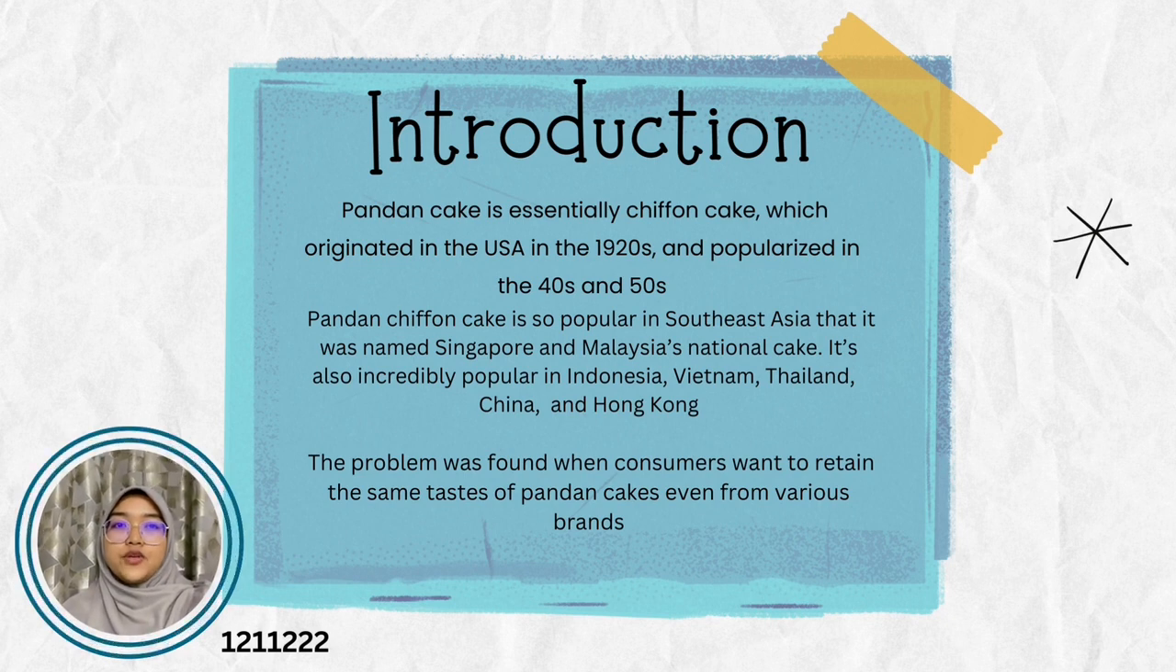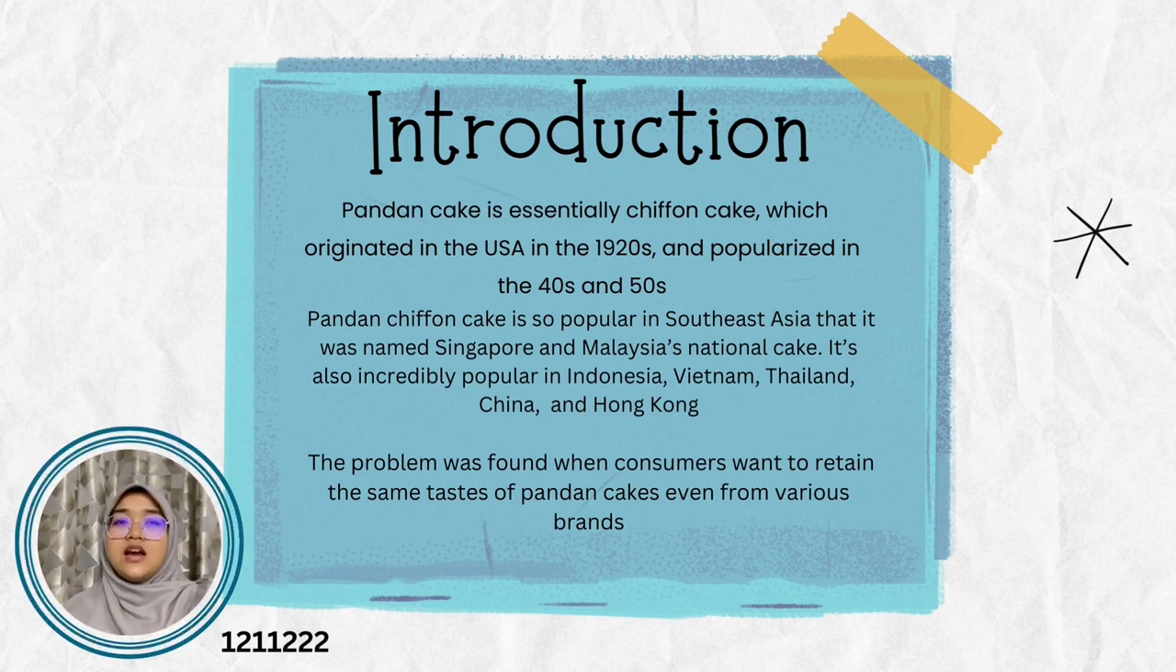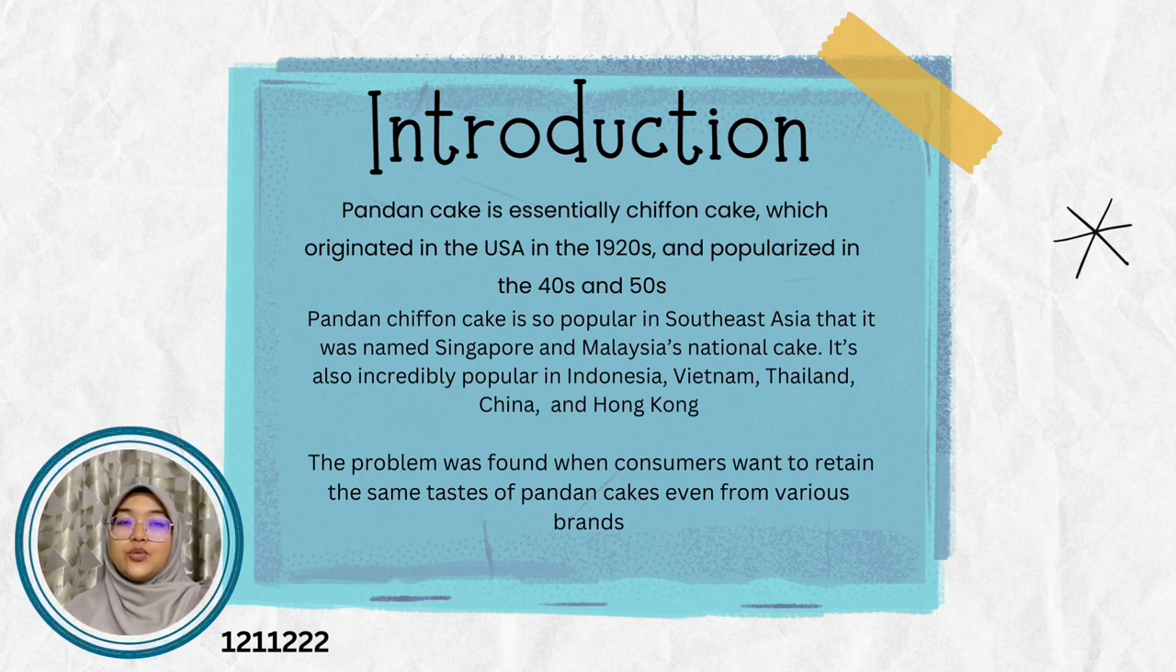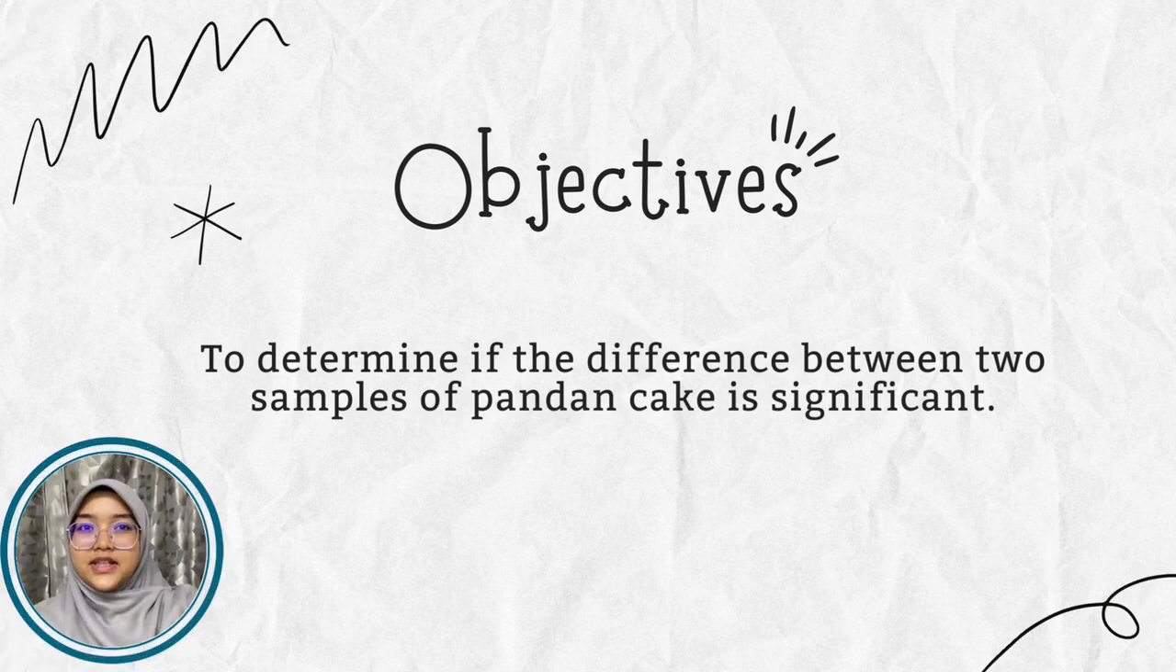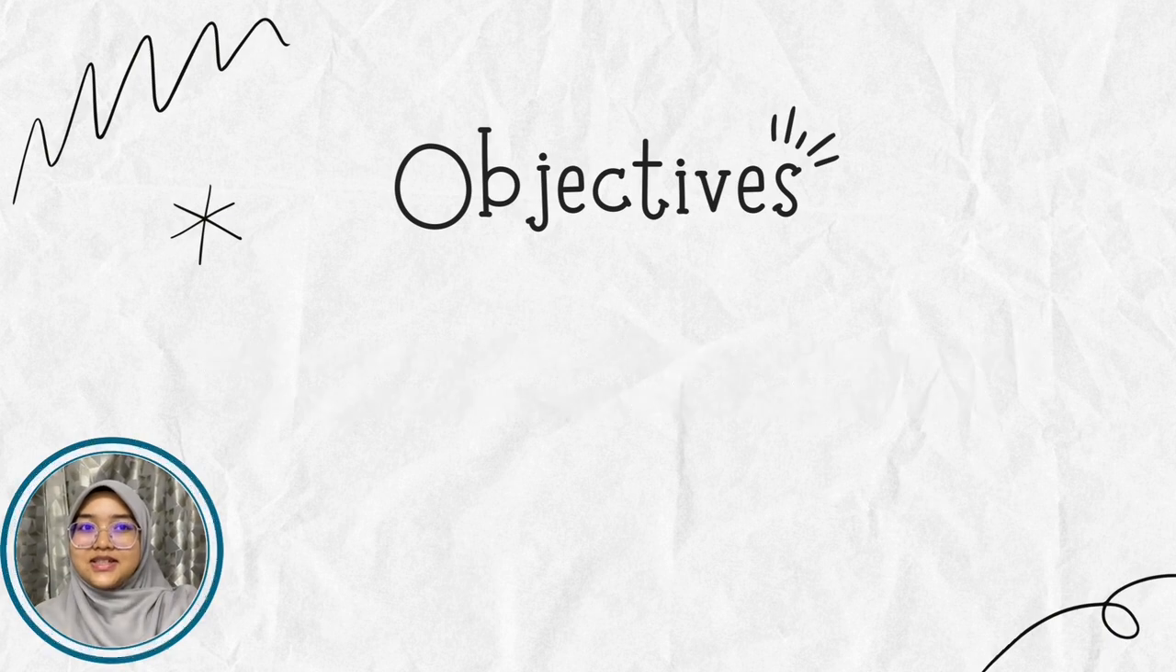The problem was found when consumers want to retain the same taste of pandan cakes, even from various brands. As we know from the market, mostly the taste of pandan cake is slightly different due to different formulation and ingredients. This project must be conducted by using a different pack comparison test. Testers assess both samples and indicate whether the samples are the same or different when they eat. This test is actually one of the discrimination tests. The objective of this project is to determine if the difference between two samples of pandan cake is significant.